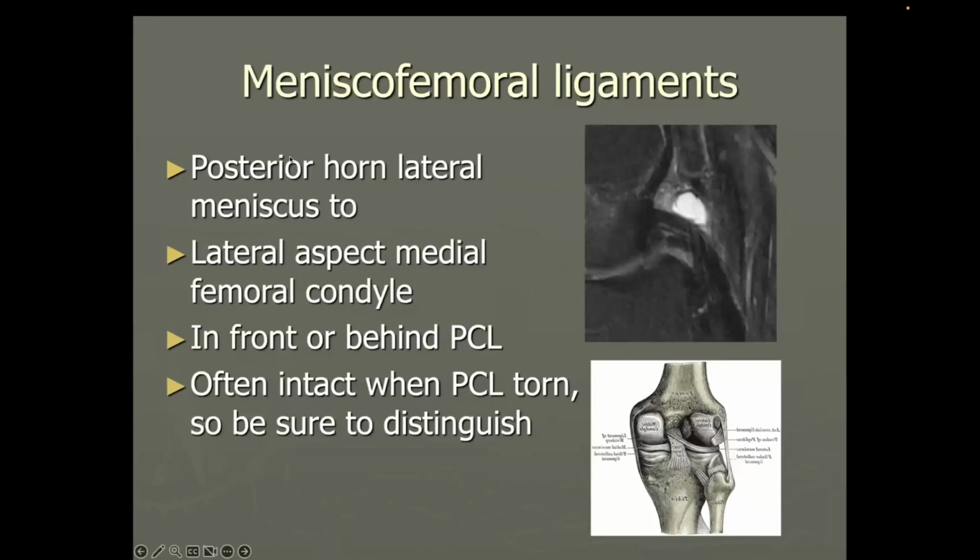What about the meniscofemoral ligaments? They arise from the posterior horn of the lateral meniscus, and extend up towards the femur. It can be in front and behind the PCL. So here you see your PCL, and here you see one of the ligaments right here. It's often intact even when the PCL is torn, so it can be difficult to distinguish.